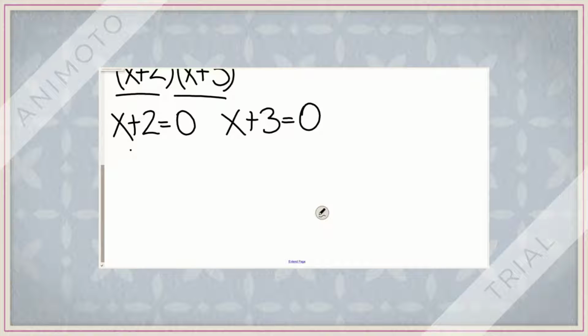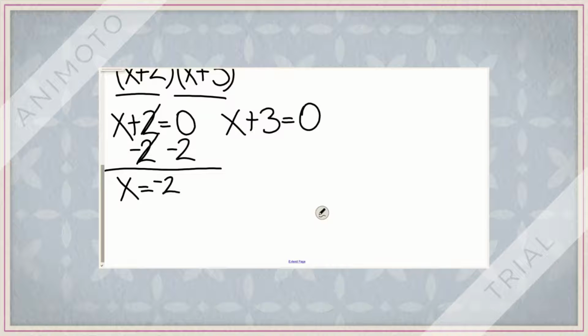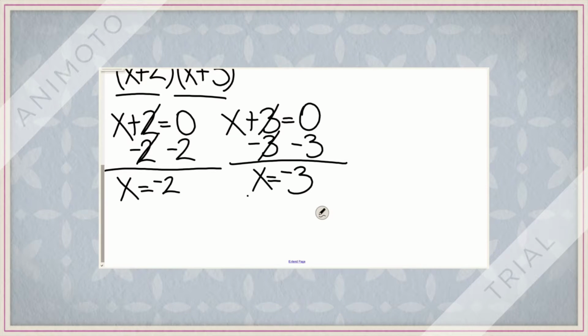After that, you just solve for x. So you subtract 2 from this side, you subtract 2 from that side, those cancel, so you're left with x equals negative 2. And then you do the same over here. You subtract 3, those cancel, and you're left with x equals negative 3. And those are your two zeros for that quadratic.